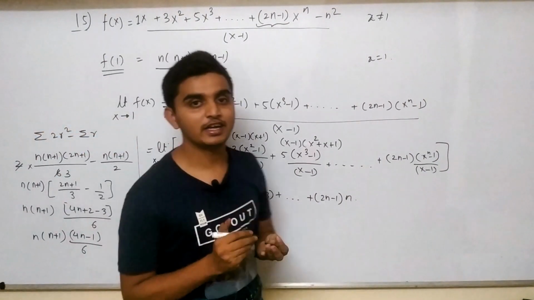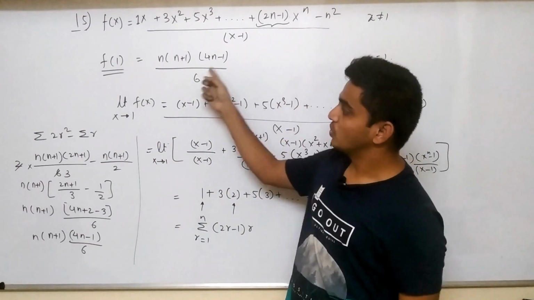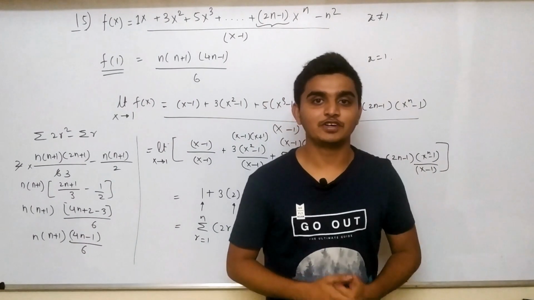And now you can say that this function is continuous, since the value at x equals 1, which is f of 1, is equal to the limit of f of x, and hence the function is continuous.